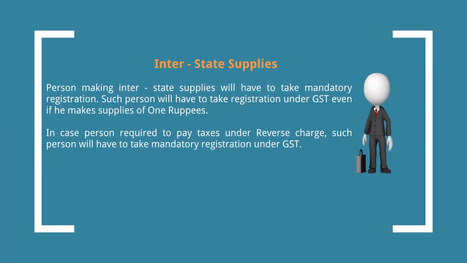Inter-state supplies. A person making inter-state supplies will have to take mandatory registration. Such a person will have to take registration under GST even if he makes supplies of 1 rupee. In case a person is required to pay taxes under reverse charge, such a person will have to take mandatory registration under GST.